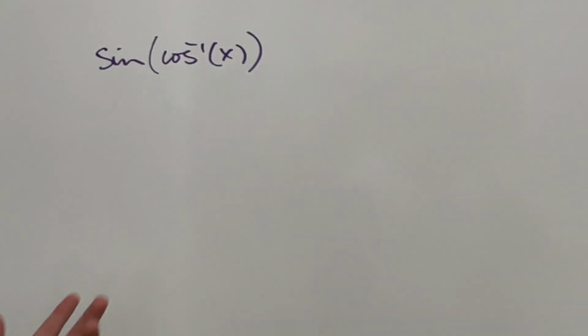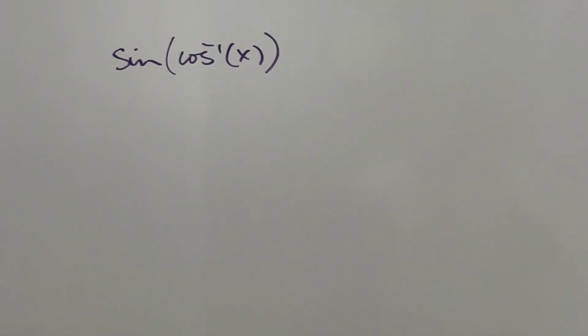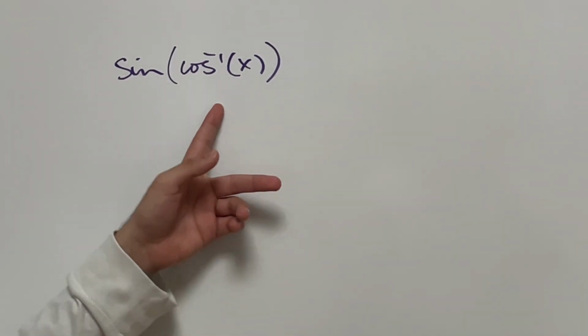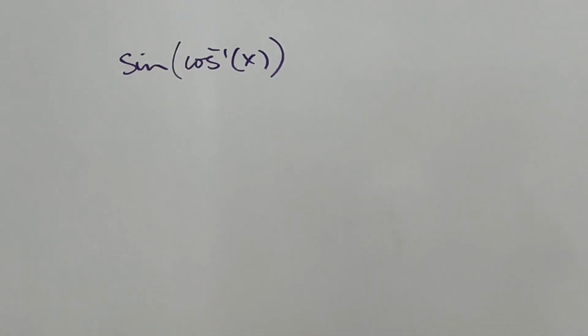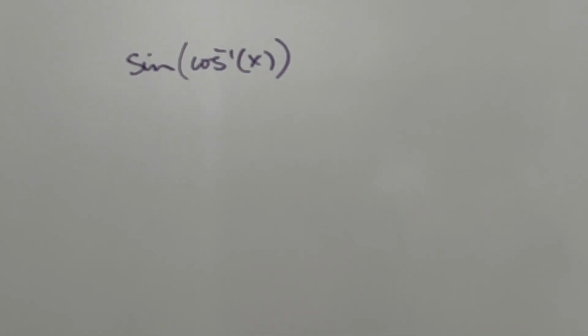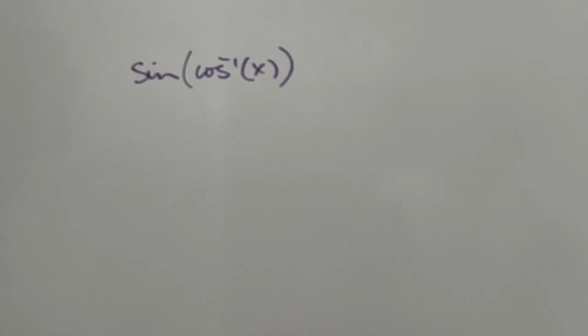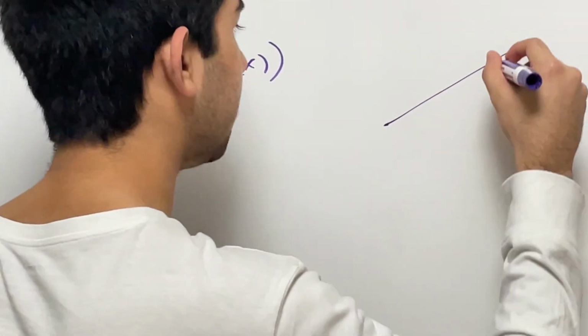Alright, so basically right now we're trying to find the value of sine of inverse cosine of x. So I'm looking at this, I see an inverse cosine of x, right? So when do we use inverse trig functions? Well, we use inverse trig functions when we're trying to find an angle of some right triangle. So I said the words right triangle, so I think I'm gonna draw a right triangle.